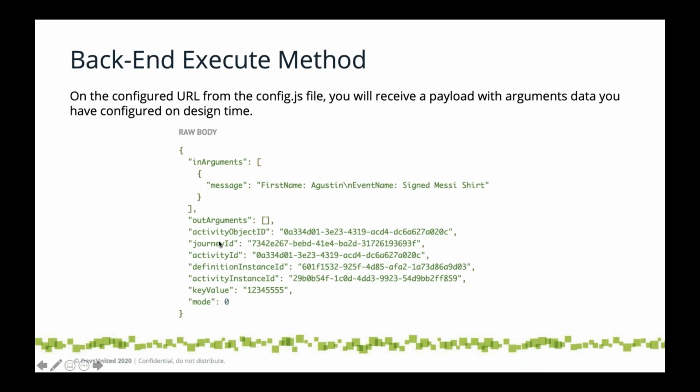So the message will have a structure like this. You will have some identifiers that Marketing Cloud uses, like the journey ID and activity instance ID. You will receive the inArguments. The inArguments will be the data that the user configured on the page, with the replacements. We'll see the replacements later, how it works. And the other important thing is this property, key value. The key value is the contact key of the contact that is passing over your custom activity.